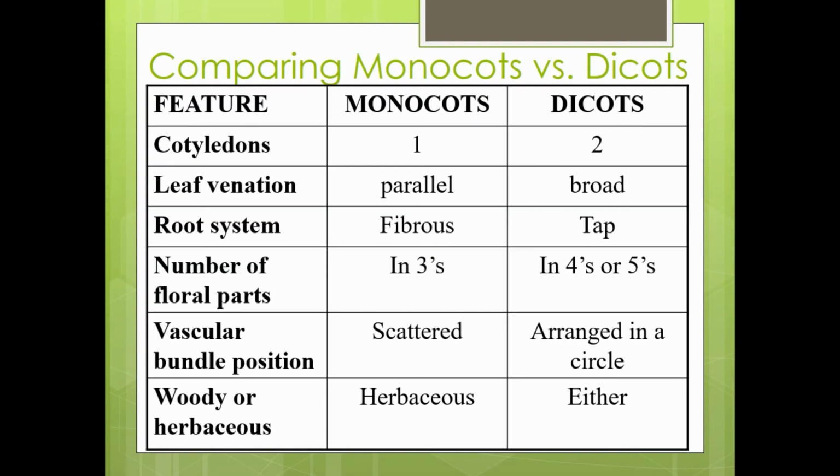This table is the most important table. Memorize it, learn it, love it. Monocots are 1 cotyledon, parallel venation, fibrous root, comes in 3s, bundle is scattered, it's herbaceous. Dicots have 2 cotyledons, broadleaf venation, taproot system, 4s or 5s, they're arranged in a circle, and they are either.